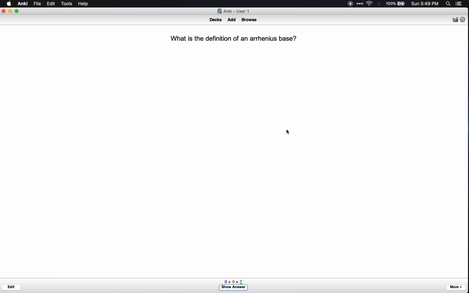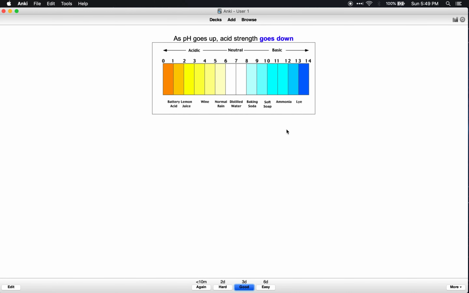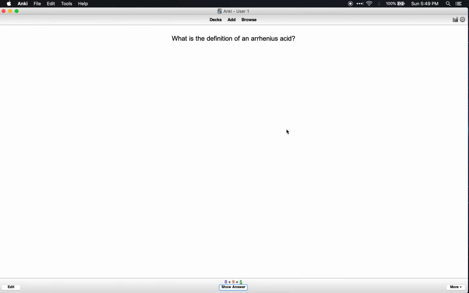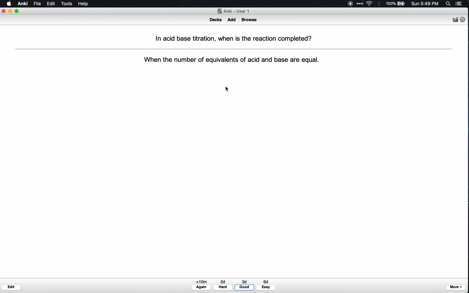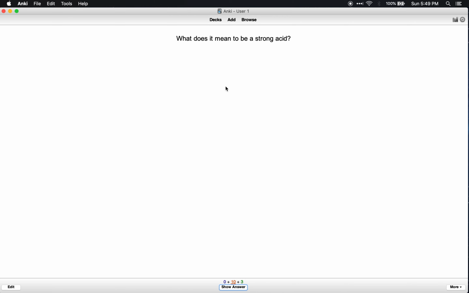Arrhenius bases are things that dissociate to OH minus. Arrhenius acids donate protons, so they dissociate to protons. The equivalence point is when the number of equivalents of acid and base are equal. Strong acids have a high Ka value and dissociate completely.